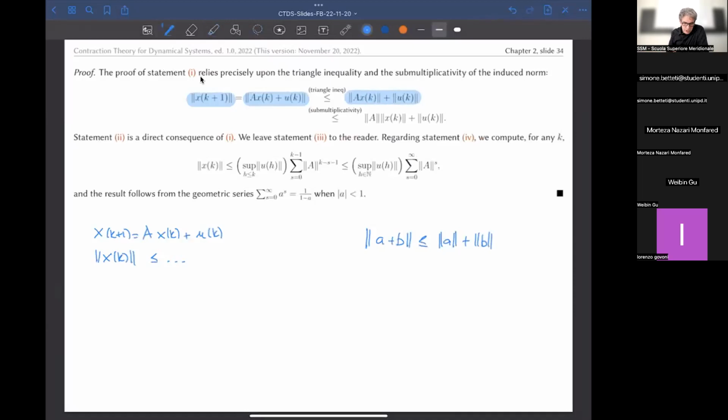Now, the next property is called the submultiplicativity property of the induced matrix norm. So remember, if I have a matrix A, so I'll draw it as a square, and of course x is just a vector, then the induced norm of A is the supremum of all values norm of Ax divided by the norm of x, where x is different from 0 because I don't like to divide by 0.